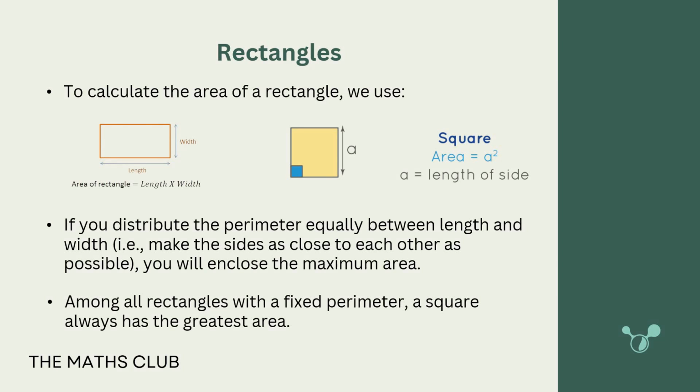And then, among all rectangles with a fixed perimeter, a square always has the greatest area. I've talked about this, just buttressing the second point. Among all rectangles with the same fixed perimeter, the area of the square would always be the greatest.